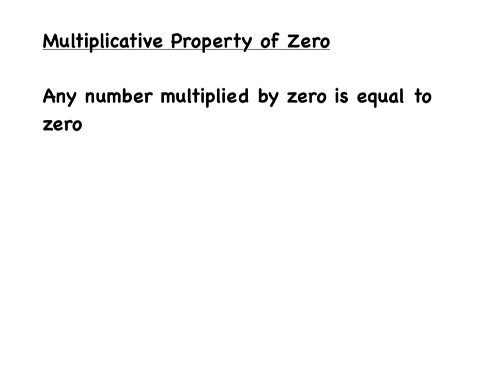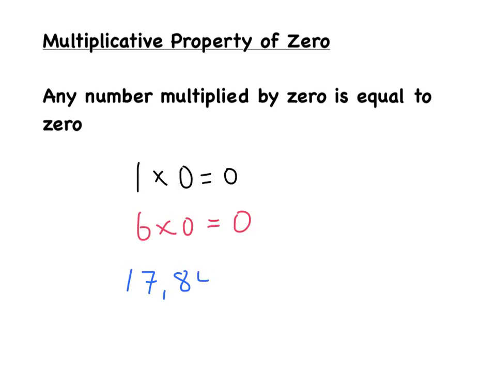The multiplicative property of 0 basically means any number multiplied by 0 is always going to be equal to 0. So for example, 1 times 0 equals 0. 6 times 0 is equal to 0. 17,842 times 0 is equal to 0.